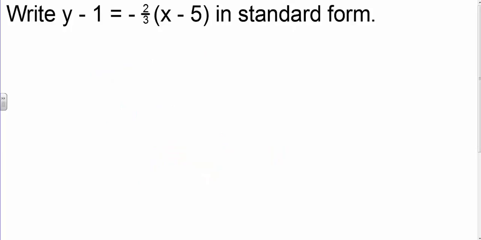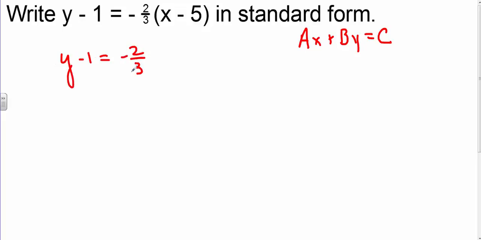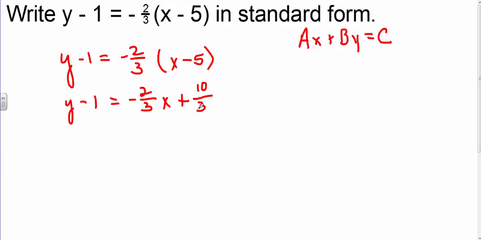Now we're going to be writing this in standard form. Remember, standard form is ax plus by equals c. So let's work this out. We've got y minus 1 equals negative 2/3 times x minus 5. Y minus 1 equals negative 2/3 x. Negative times negative gives you positive. 5 times 2 gives you 10/3. Remember, we want the x and the y to be on the same side, and the constant to be on the other side.